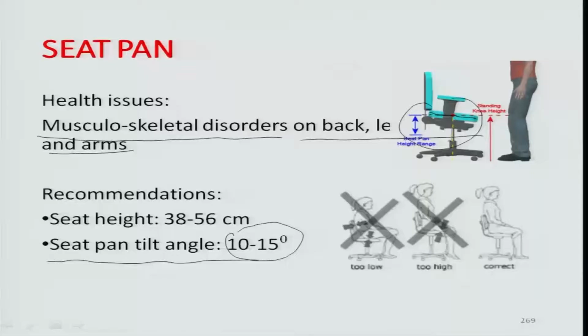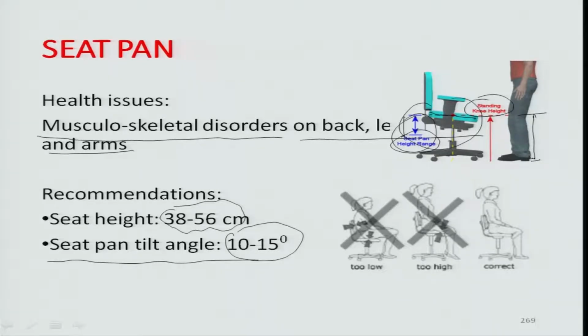So the seat height range particularly starts from the knee height of a person. The standard knee height is taken to be the height of an upright standing person from the ground. And so if I looked at the range of the seat pan height, it is starting from the knee level all the way to some distance, and so for the seat pan, the height range is close to about 38 to 56 centimeters.